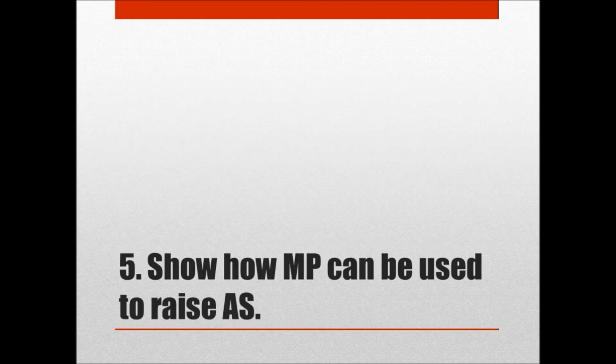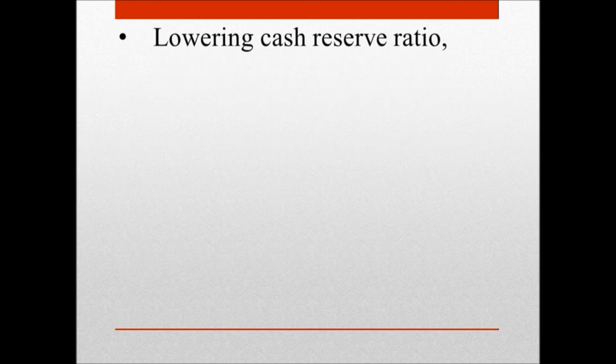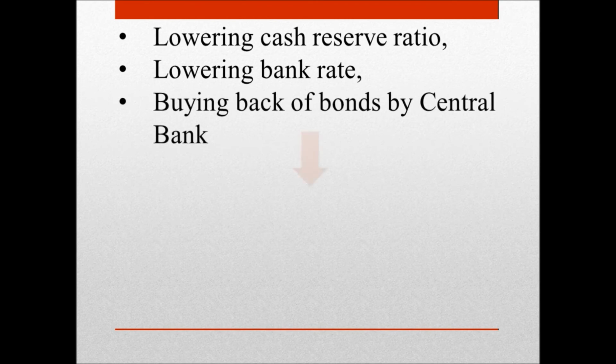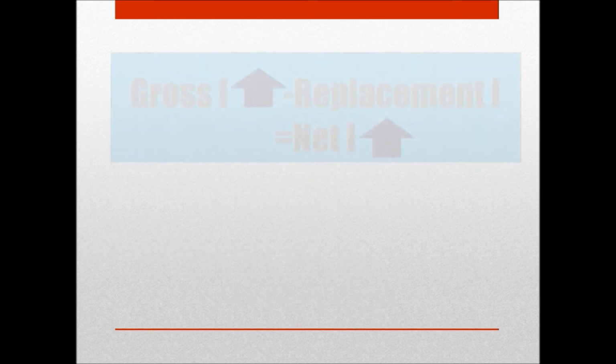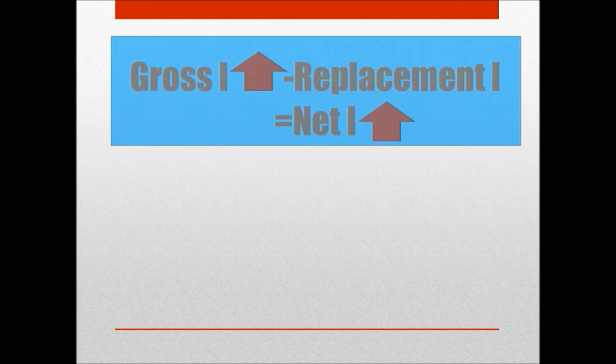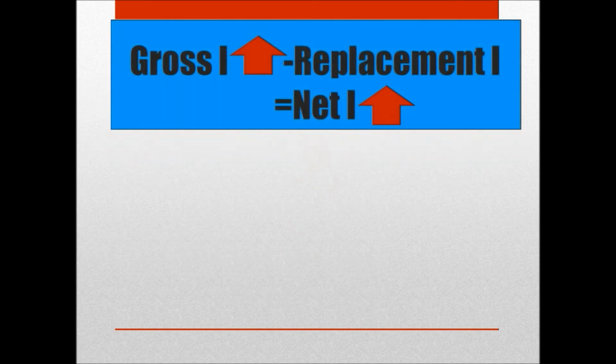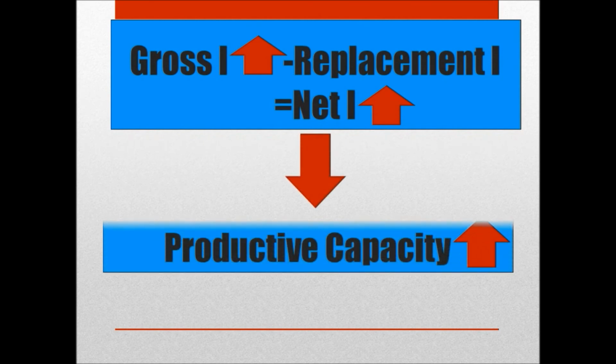The reduction of interest rates, through either lowering the cash reserve ratio, lowering the bank rate, or buying back of bonds by the central bank, as shown here, will cause investments to rise. This is because investors need to pay less interest on their loans borrowed. From this equation, we see that an increase in gross investment will lead to a rise in net investment, assuming that replacement investment is constant.